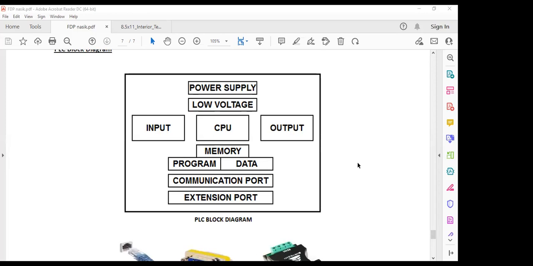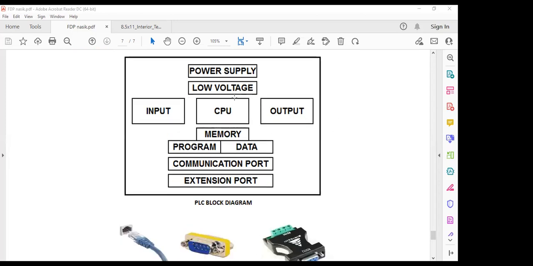Fine. So I told you the difference. In college we have microcontroller, in industry PLC. In college we use RPS, in industry SMPS. Okay, such things will come further. Okay, next is low voltage.